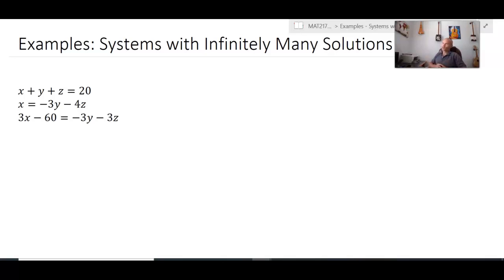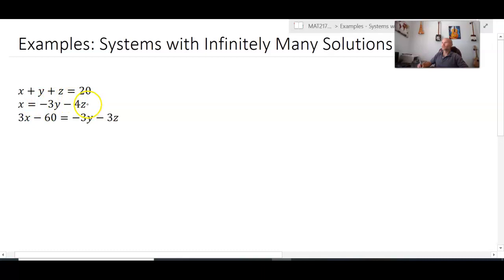So far, we've worked with systems with 0 solutions, 1 solution, and infinitely many solutions. And the system with infinitely many solutions often just takes some practice to get the consistency of writing the solution set. So that's what we're going to do here. We're going to take a look at 2 examples.